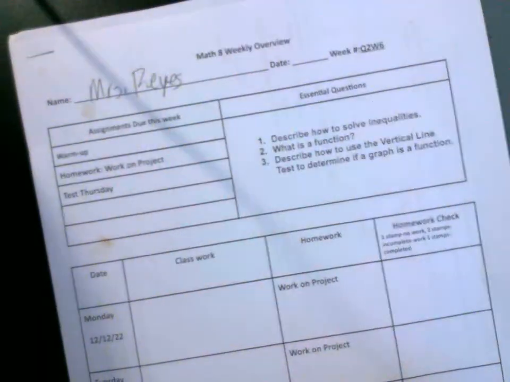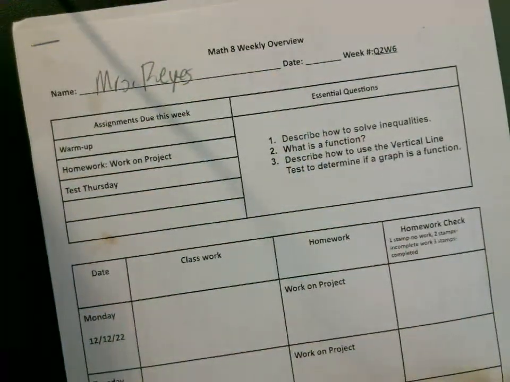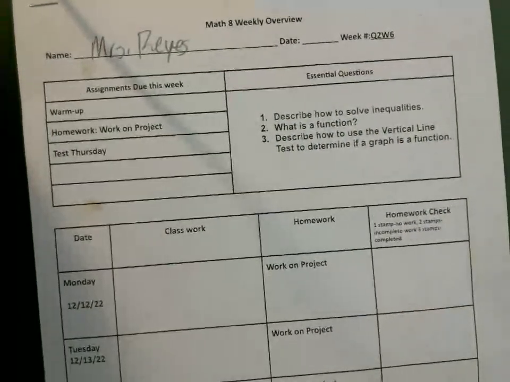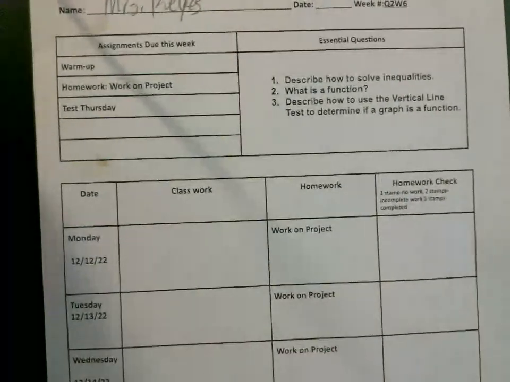Today is the 12th, okay? Counting today, we have 5 days until we're out for our break. Friday is our last day, and then we come back January the 4th, okay? All right, let's do it.